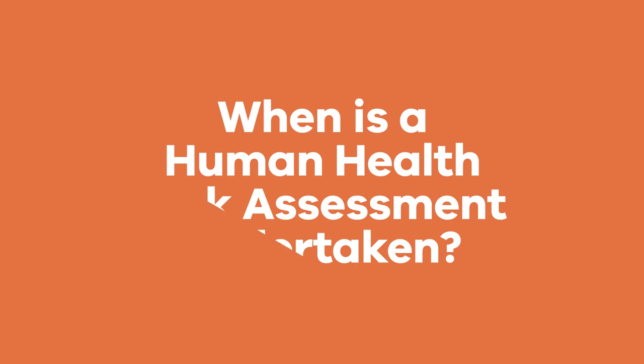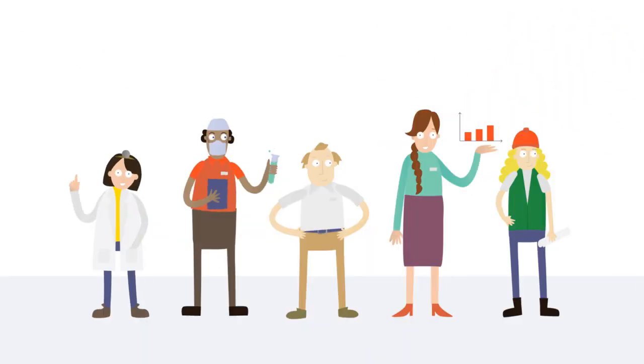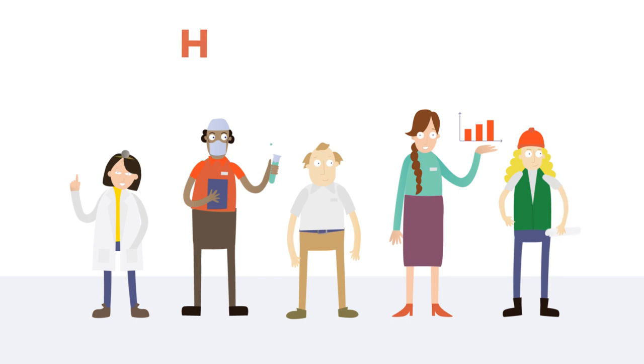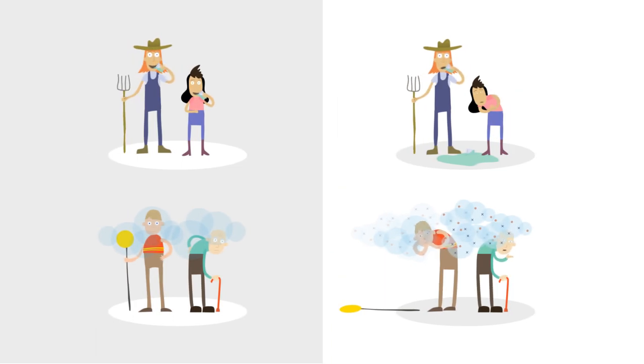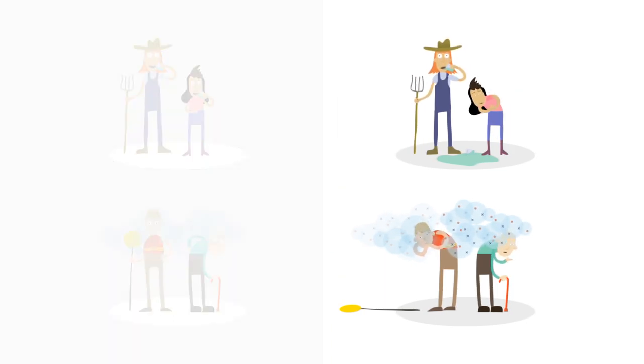When there is potential for a hazard to be a risk to human health, technical experts might undertake a human health risk assessment as part of a risk management process. They are undertaken on a case-by-case basis when it is possible that an environmental hazard associated with an activity or project could harm people's health.